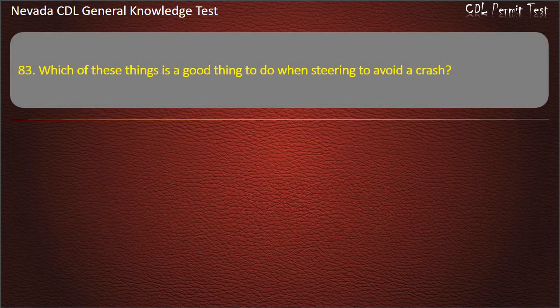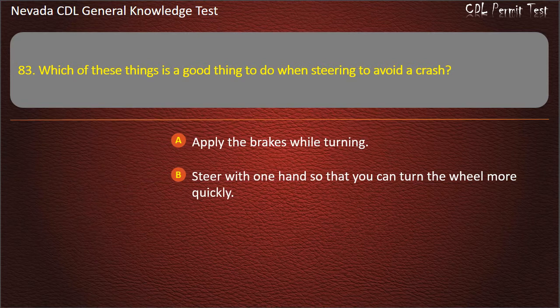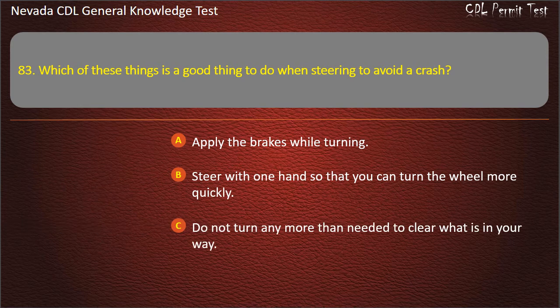Question 83. Which of these things is a good thing to do when steering to avoid a crash? Apply the brakes while turning. Steer with one hand so that you can turn the wheel more quickly. Do not turn any more than needed to clear what is in your way. Answer. Do not turn any more than needed to clear what is in your way.